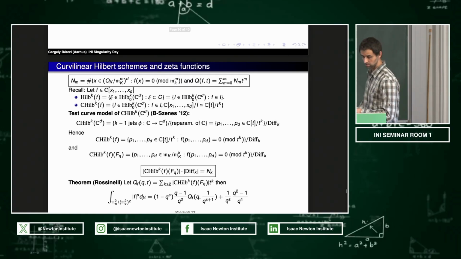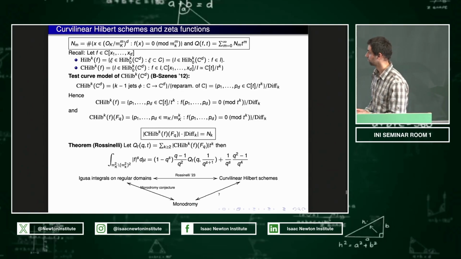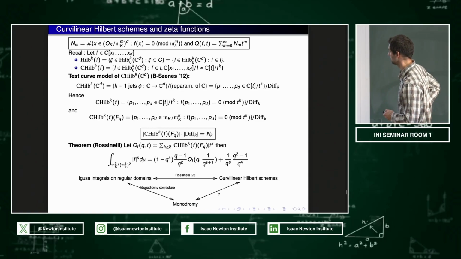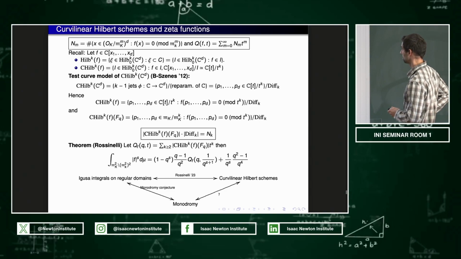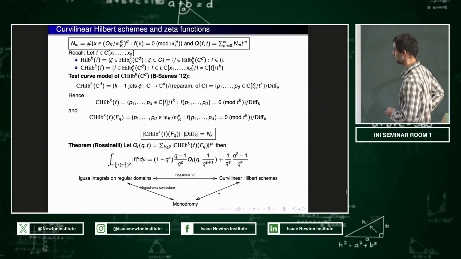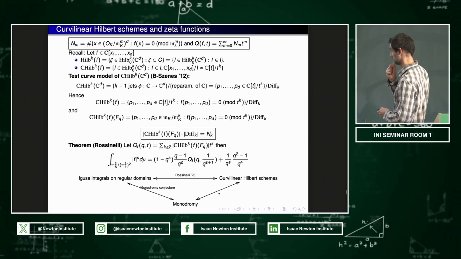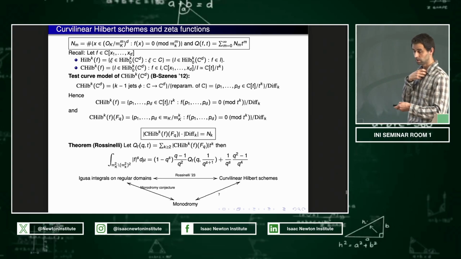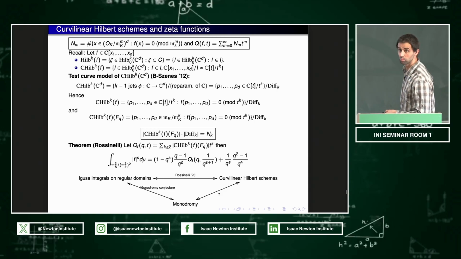And so this leads to a nice theorem of Bejleri. It's from last year. You can form a generating function of the number of points of the Hilbert scheme over F_q, the curvilinear Hilbert scheme of f, and that equals a zeta function. It's a partial zeta function, not on the full domain but restricted to the regular part.